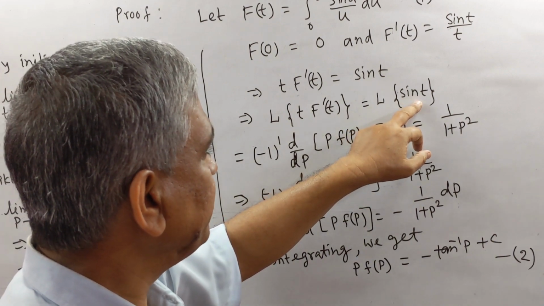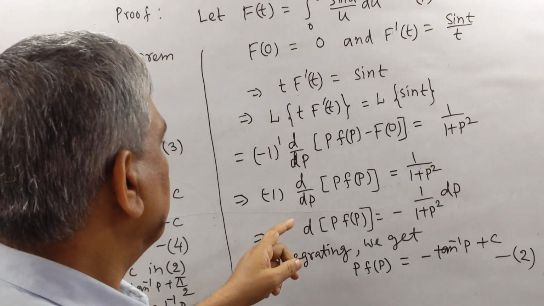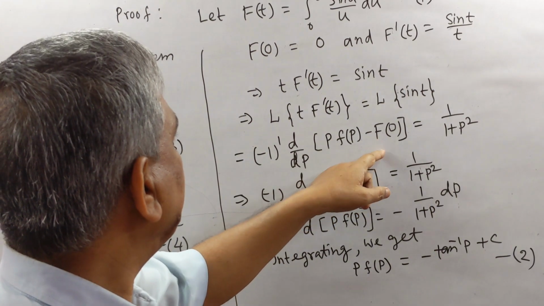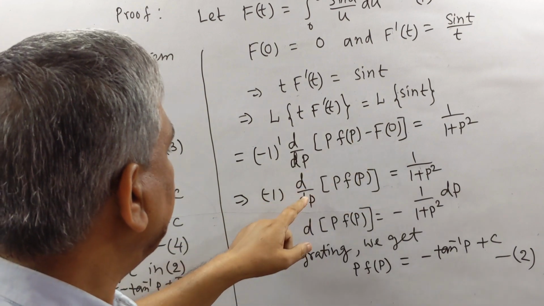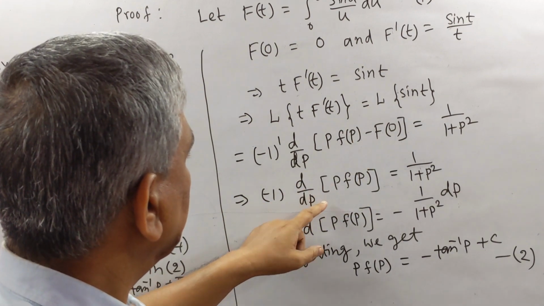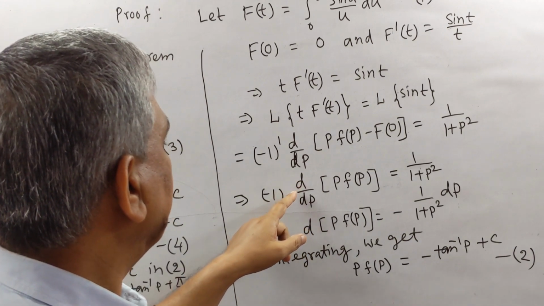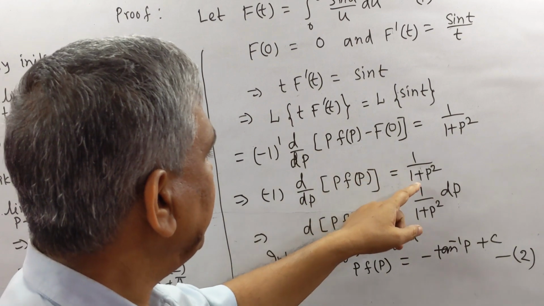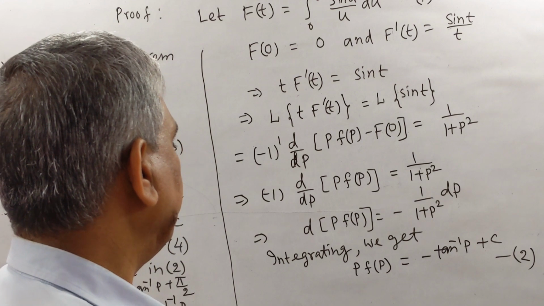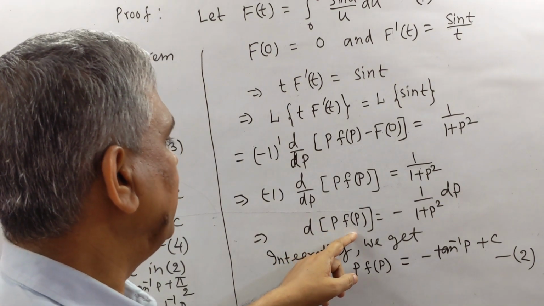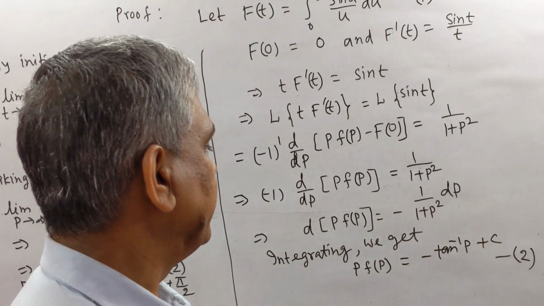Here the Laplace transformation of sin t is 1 by p square plus 1. So we get here f(0) is 0. So putting f(0) equal to 0, we get the next step. Now d/dp of p F(p) equals 1 by (p square plus 1) dp, with the minus sign on this side. We get p F(p) equal to the integration of 1 by (p square plus 1), which is tan inverse p plus a constant.